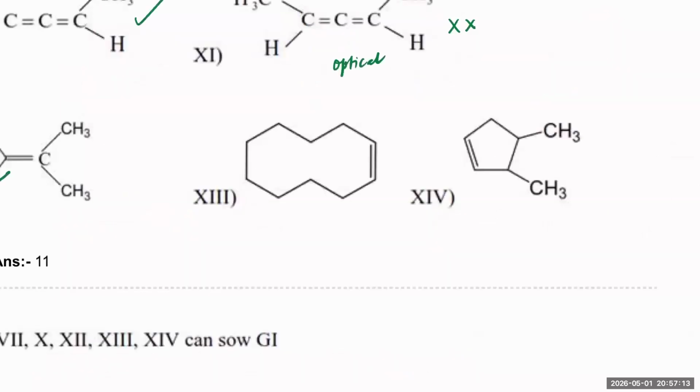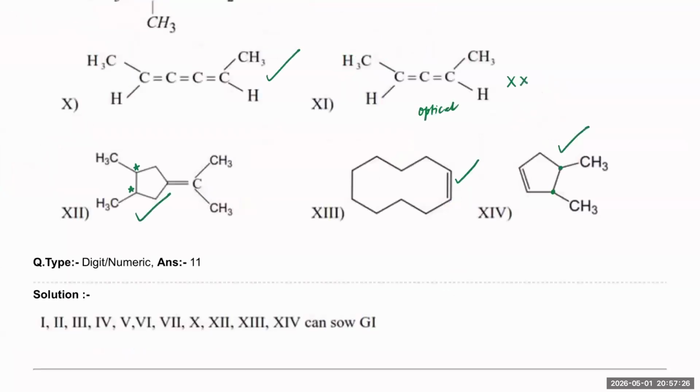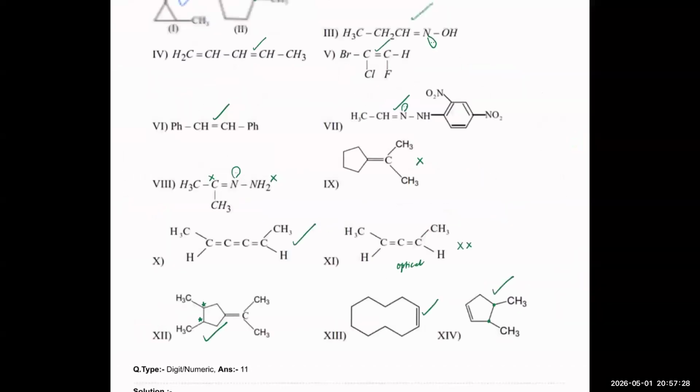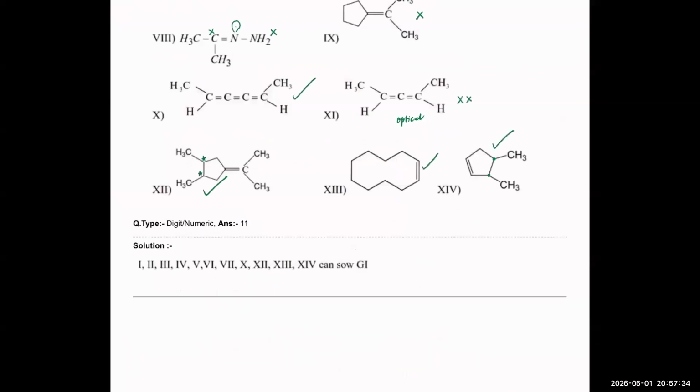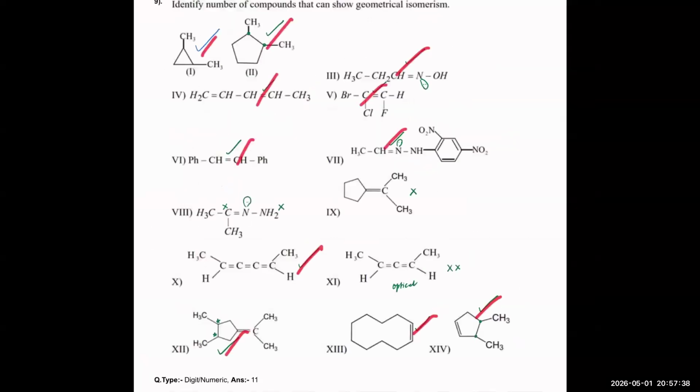This it can definitely show because this is a cis form. If I put the same double bond here, it will become a trans form. Here also, with respect to these two, it can show geometrical isomerism. So yes, this one also will show geometrical isomerism. So you can count the number now. Basically it is 1, 2, 3, 4, 5, 6, 7, 8, 9, 10, 11. These are the ones which can show geometrical isomerism.